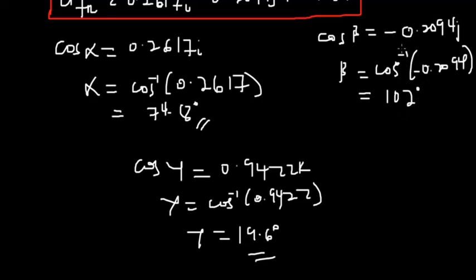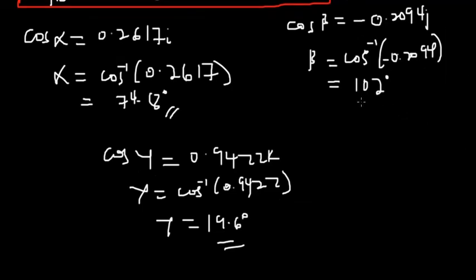From here you can notice that only beta had a very high angle. That's because the j component was negative, so cos beta gives us a negative value. The angle of beta is greater than 90 degrees since it was negative.